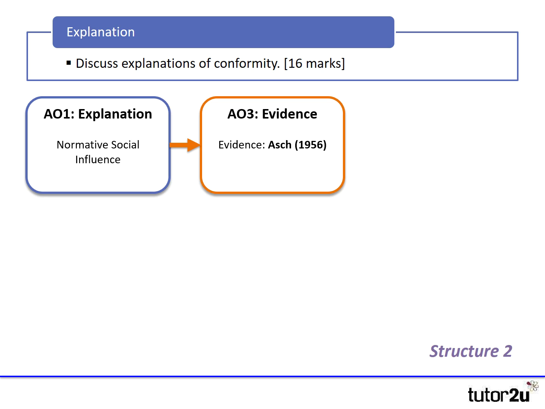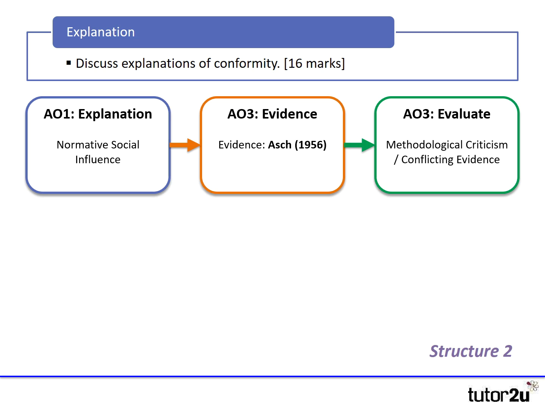I'm then going to bring in evidence this time round. I'm going to bring in Asch. The reason I'm bringing in Asch is to support the idea of normative social influence. Evidence to support the idea of normative social influence. Okay, I stress that's important because you're not using Asch by outlining the aim, method, results, conclusion. You're using Asch in a much smaller way in this study, and that's important.